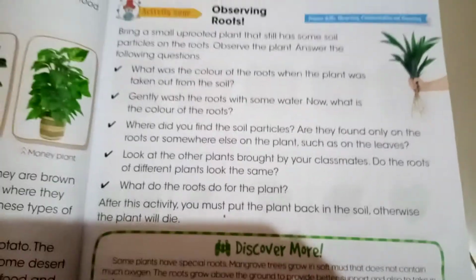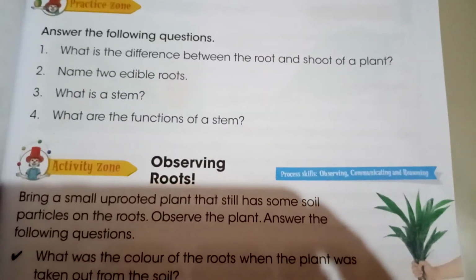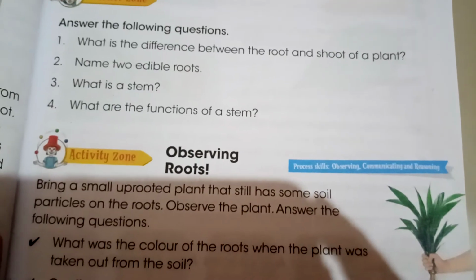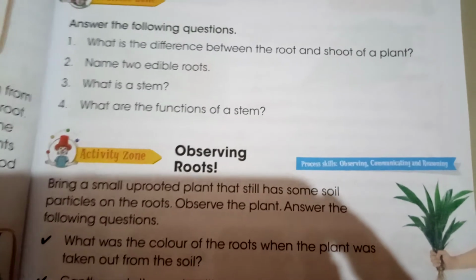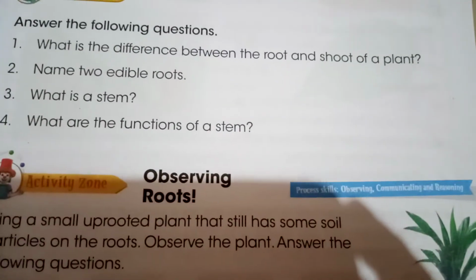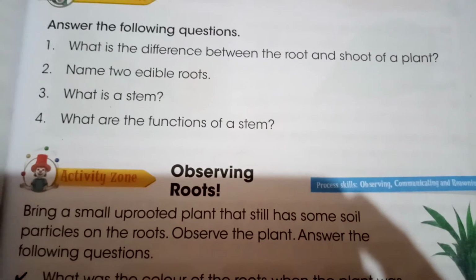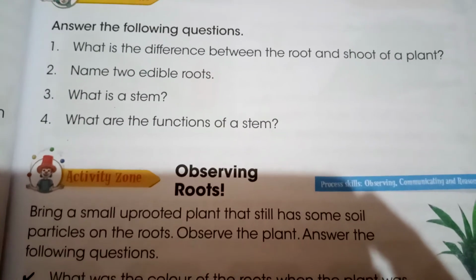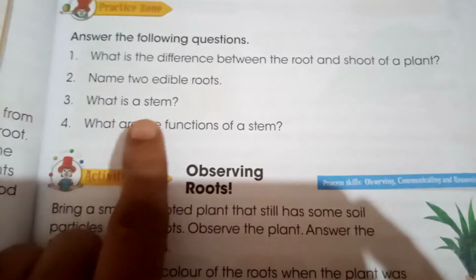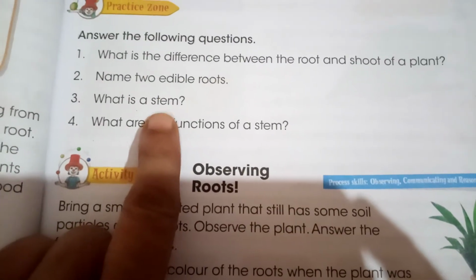Now, we also discussed a few questions. What is the difference between root and shoot of the plant? The root of the plant is the part that stays under the ground, and the shoot of the plant is the part of the plant that is above the roots. Above the roots is the shoot system. Then you have to tell about the two edible roots that we discussed, carrot and radish. Then what is a stem? Stem is a part of the plant that grows above the ground.